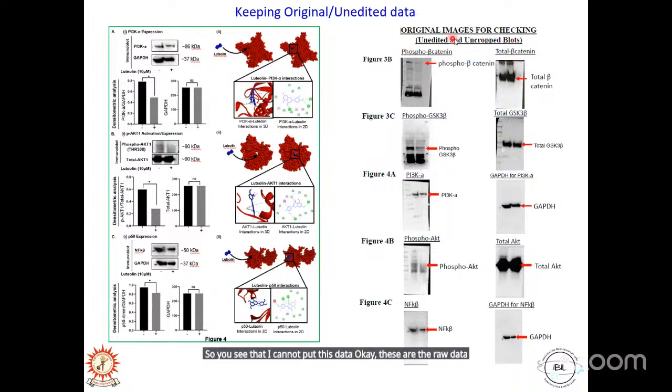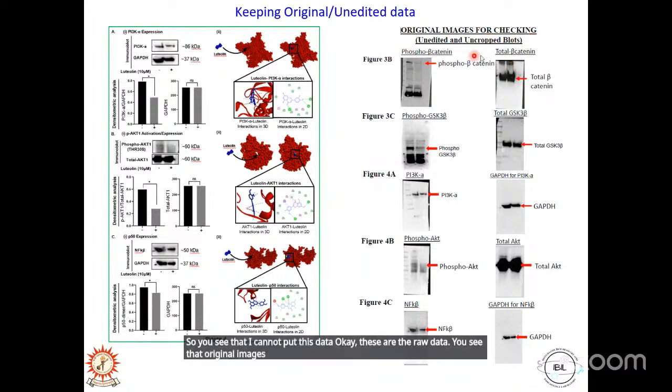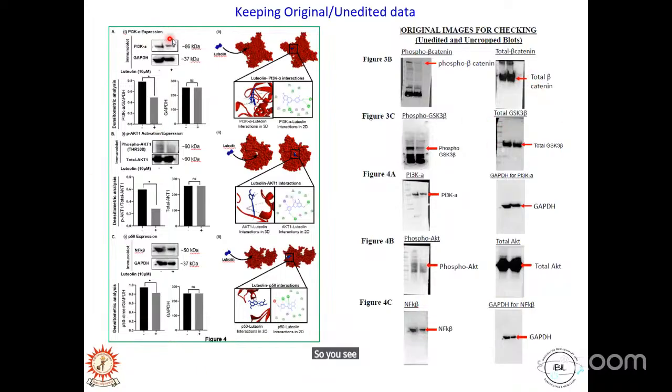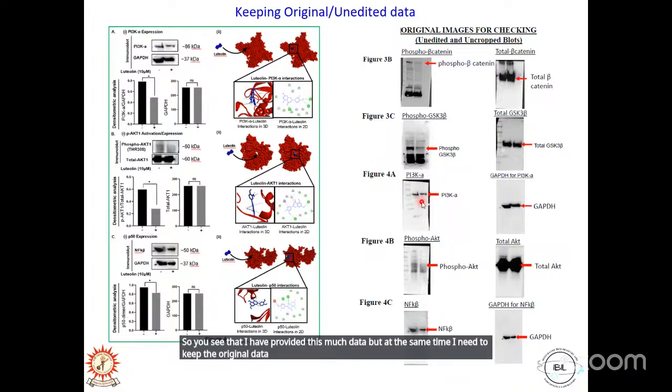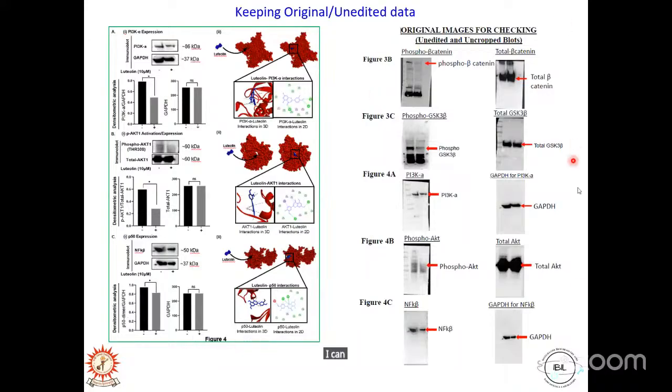You see the original images for checking, unedited and uncropped Western blots. These are the uncropped blots. I have provided this much data, but at the same time I need to keep the original data. This is the original data. So if any concern is raised in the future, obviously I can provide this unedited data.